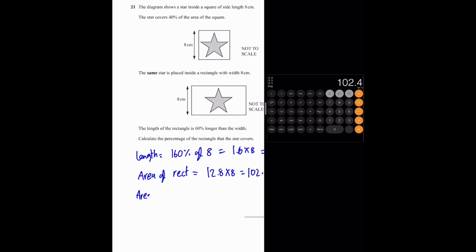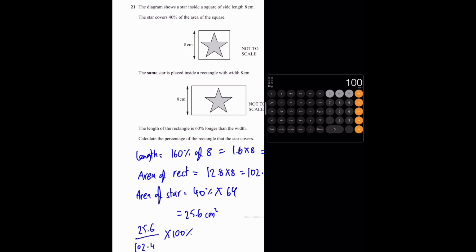Now the area of the star is equal to 40% of the area of the square, which means it is 40% of 8 times 8, because the square has side length squared. So 40% multiplied by 64. Now we can do 40 times 64 divided by 100 because it's a percentage, which is equal to 25.6 centimeters squared. So now the percentage of the rectangle that the star covers is 25.6 over 102.4 times 100%. Now you can do that.